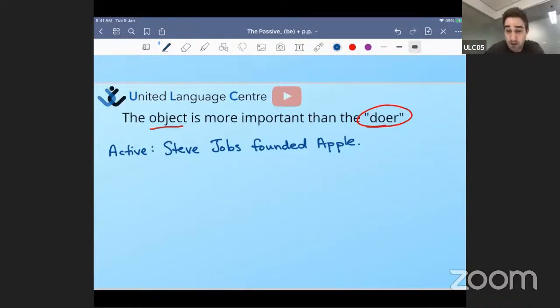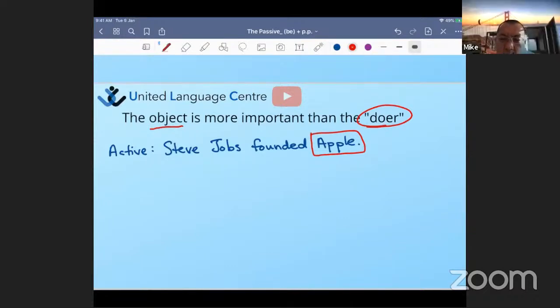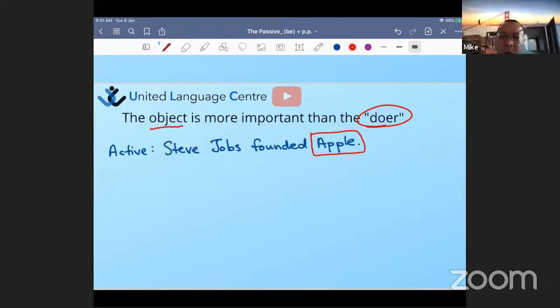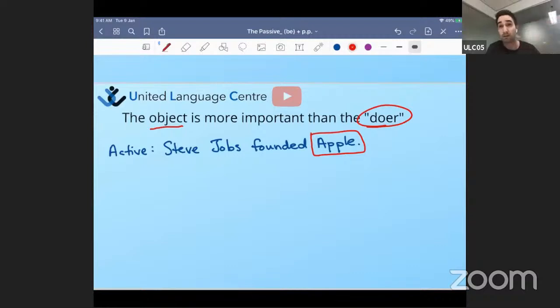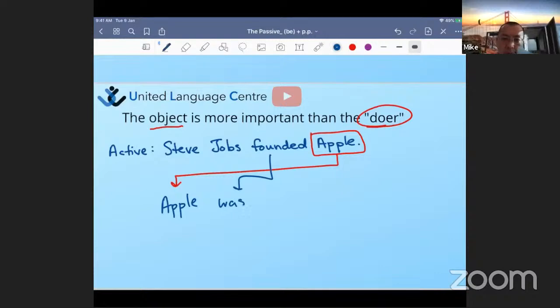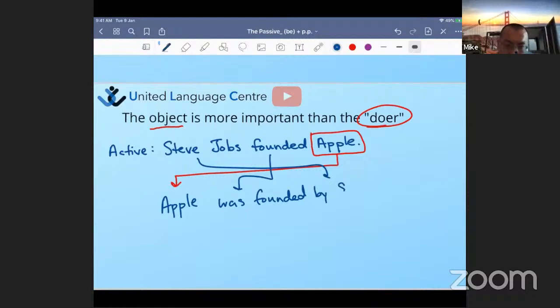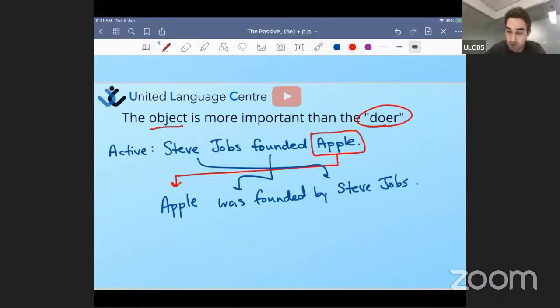Now, in that case, fine, no problem. But maybe I want to focus on Apple. I want to focus on the company, on the product, on the thing, not the person who did that thing. So in that case, I want to bring that over, and I want to say Apple was founded by Steve Jobs.